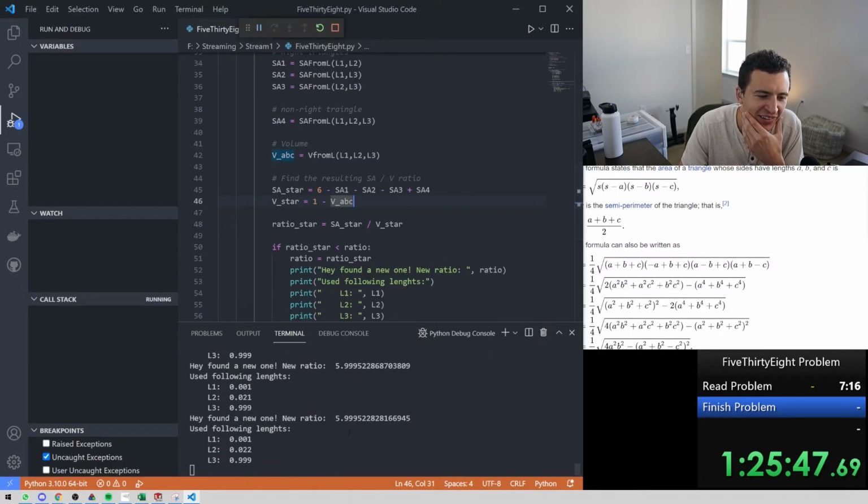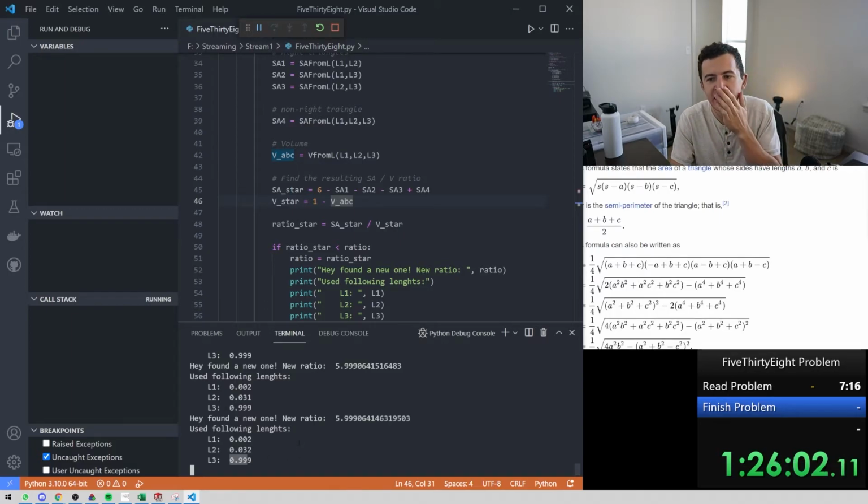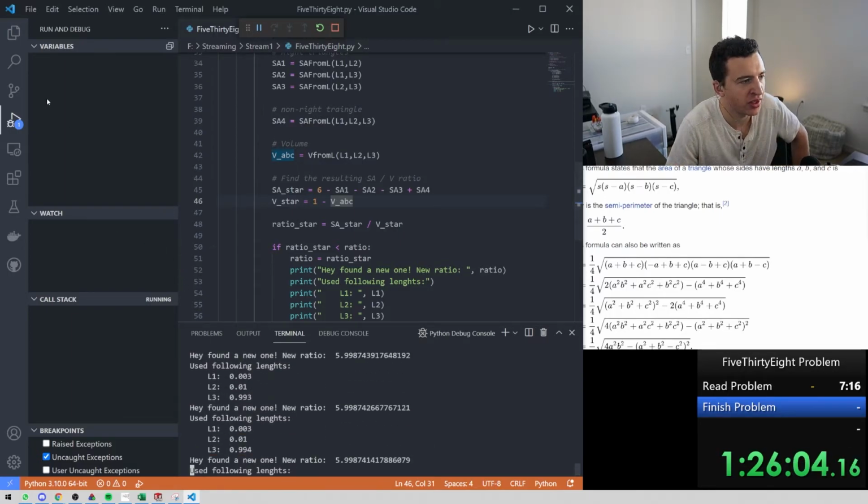Oh my God, look at this. We're minimizing it. We got it down to 5.995. Oh, that's so weird. So it really likes it when one of the side lengths is very long. And this is actually confirming what we were thinking earlier.